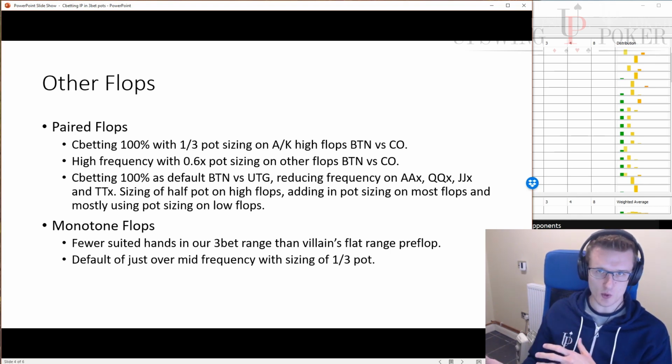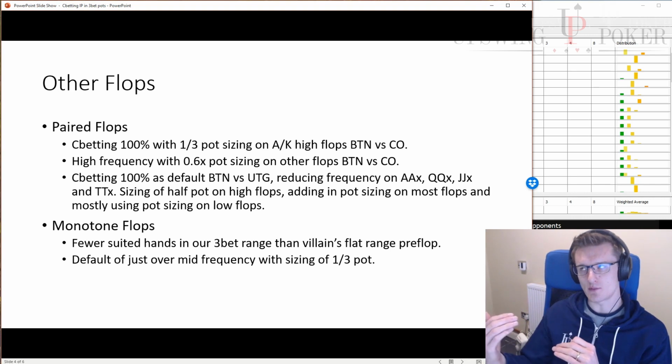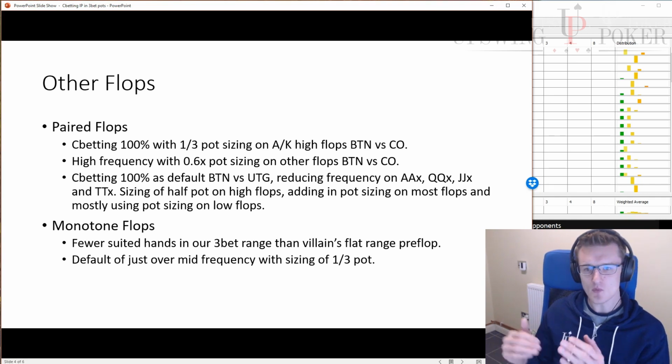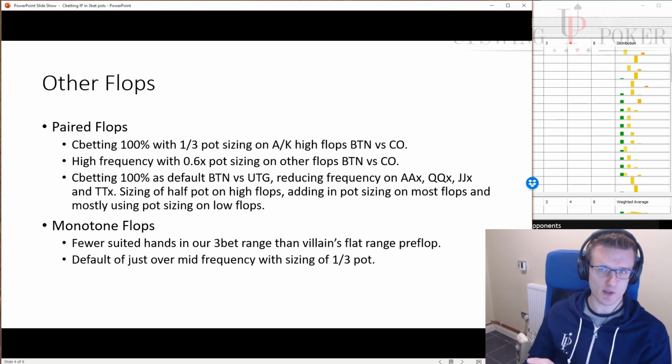So villain's got more queen x and jack x and 10x button versus under the gun than we do in the range. And they've got enough of it that it's significant enough for us to drop our frequency down compared to, say, the lower boards where they still might have slightly more, but both players are going to have less. It's not really going to be significant enough for us to actually stop c-betting 100% of the time.